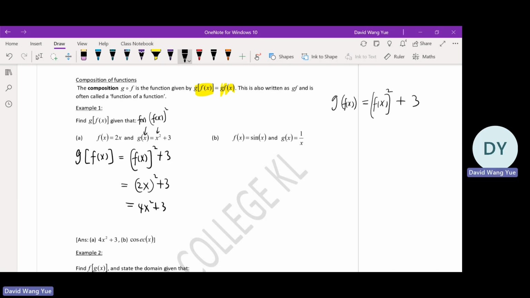The next one is also g(f(x)). It means 1 over x, where x now becomes f(x). And f(x) is sin x, so it's 1 over sin x. 1 over sin x is also equal to cosecant x.